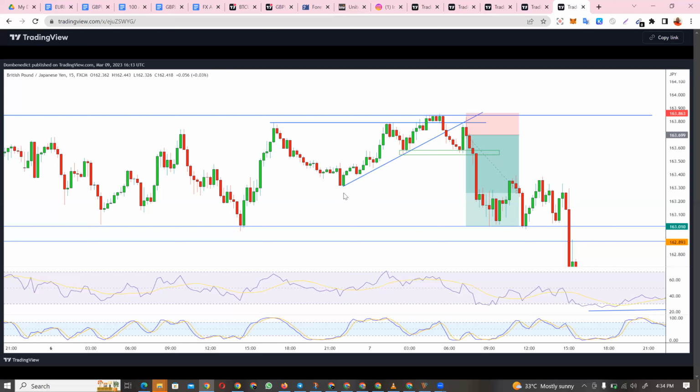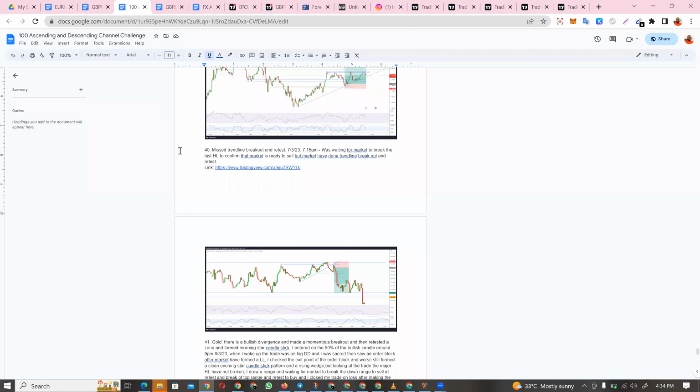But I was waiting for it to break out. So what did I write in my journal? I wrote in my journal: missed trend line breakout and retest. 7 March 2023, 7:15 a.m. Was waiting for the market to break the last higher low to confirm the market is ready to sell. The market had done a trend line breakout and retest.